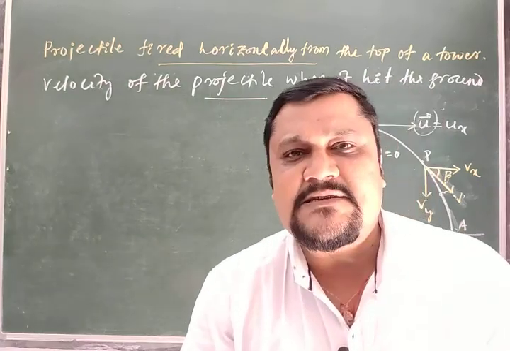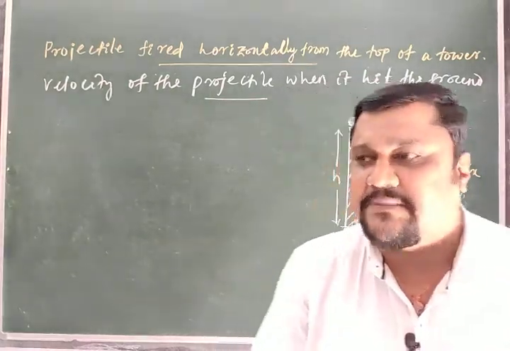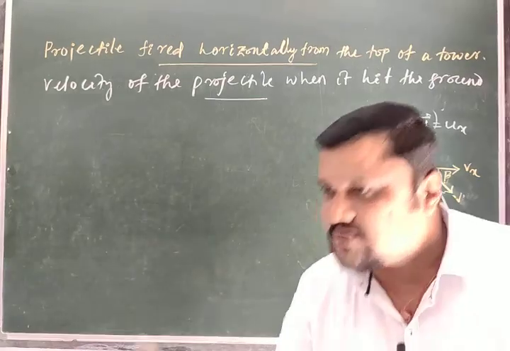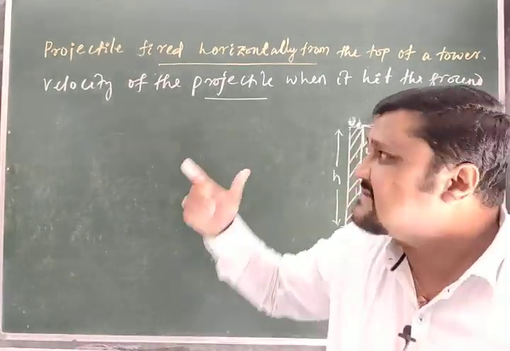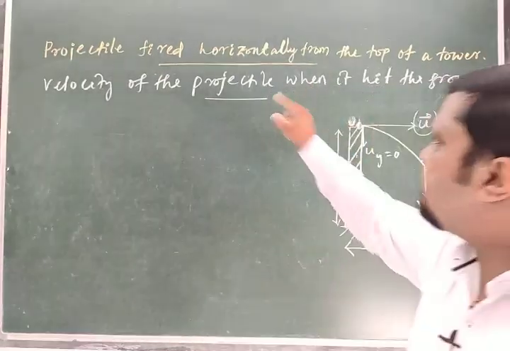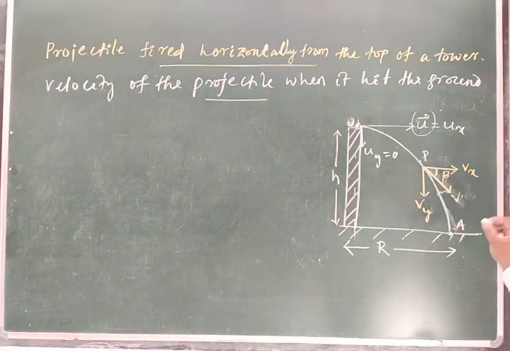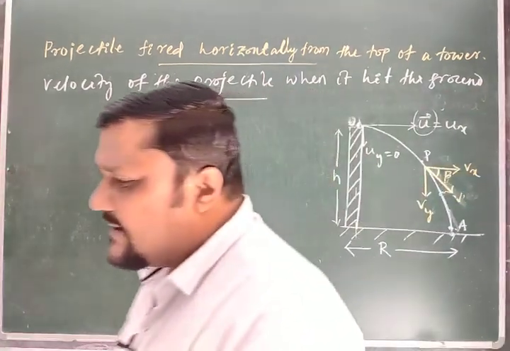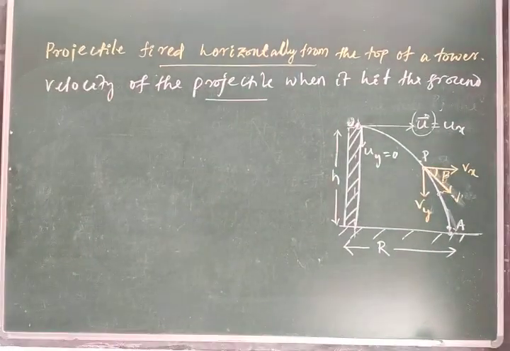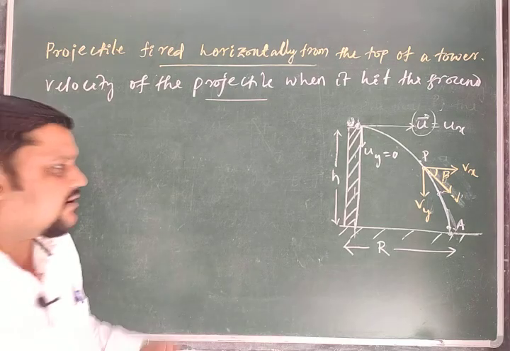But is its final velocity 0? No, it has a velocity. Because of the resistance force by the ground, it comes to rest, but it has a velocity. It means I have to find the velocity of the projectile just before hitting the ground. Clear?